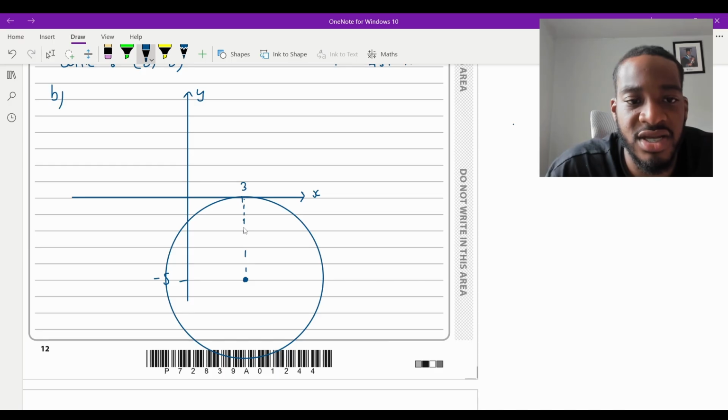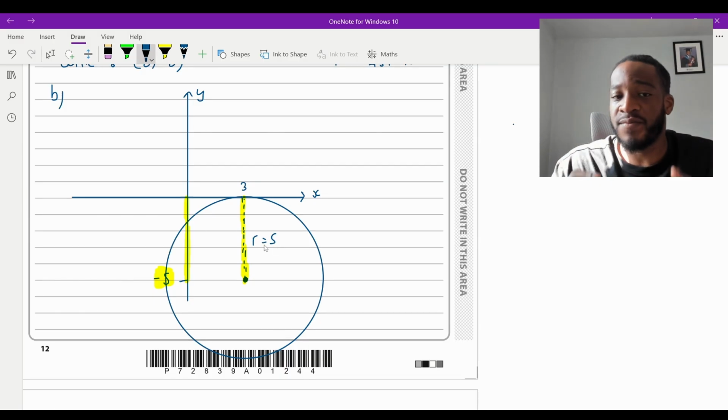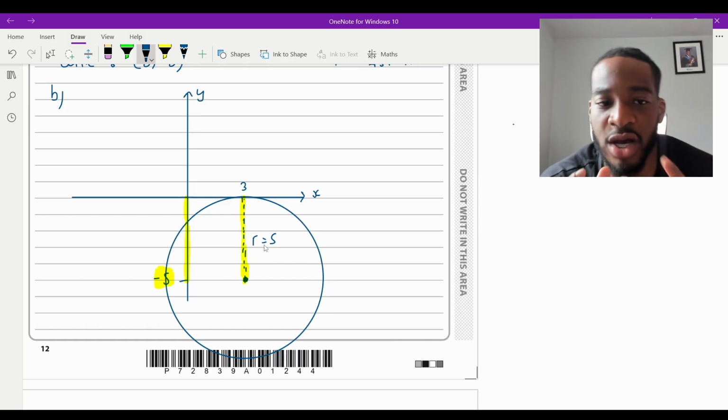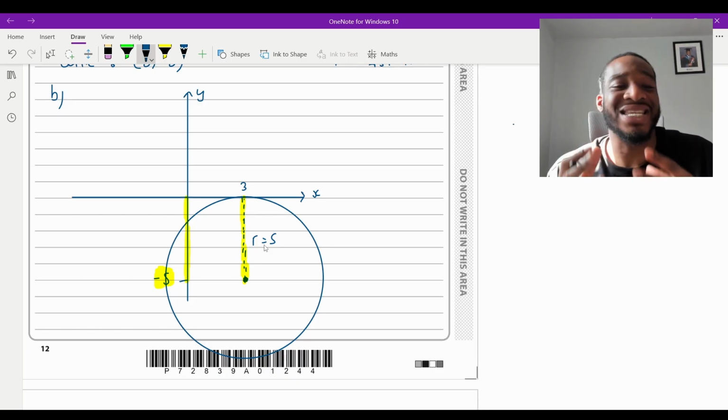Right? It's going to be that vertical distance there. And we know that this here is minus 5, right? We can see that this distance here is going to be 5 units, and this distance here is going to be 5 units, right? So when it touches the x-axis, the radius is 5. So we don't want that to happen. Just by looking at the picture, the biggest the circle can be is when the radius is 5.